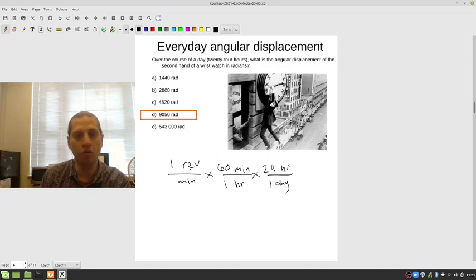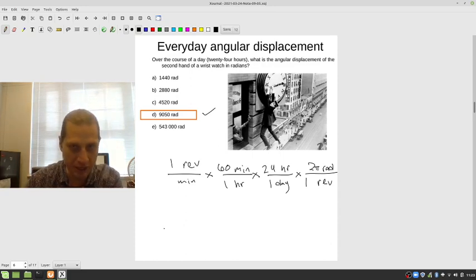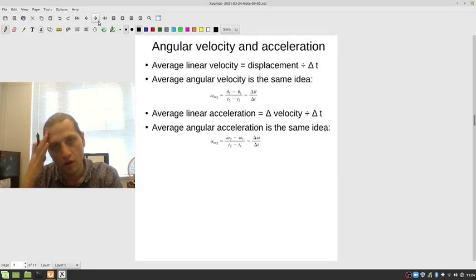And then I need to go 1 revolution is 2 pi radians. Okay, so to get my final answer, I would need to take 1 times 60 times 24 times 2 times 3.14. And there you go. Of course, if you were using your physics convention for this, you would say it would be minus 9050 radians because you're going around clockwise.